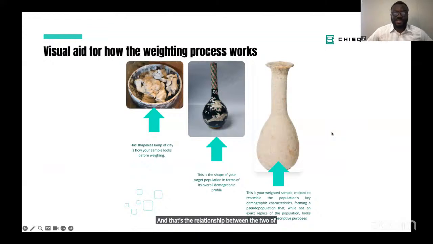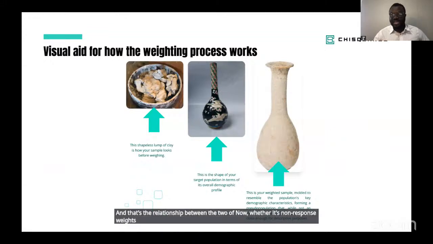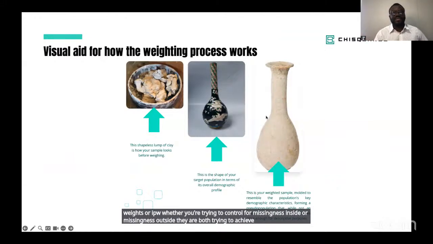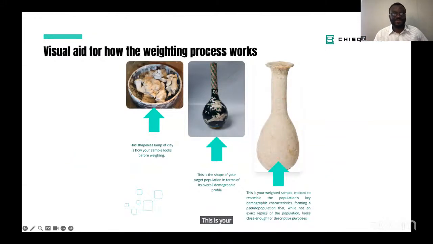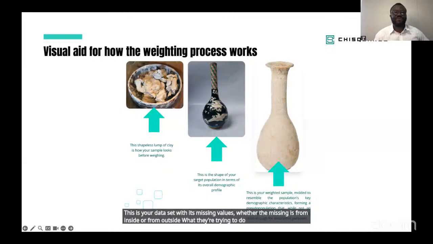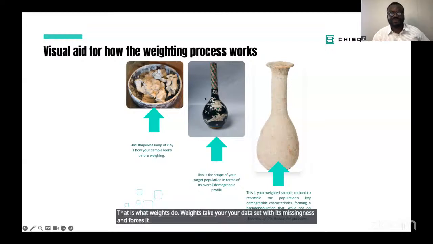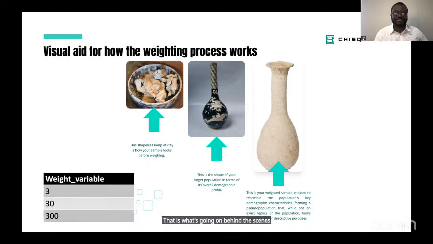Now, whether it's non-response weights or IPW, whether you're trying to control for missingness inside or missingness outside, they are both trying to achieve the same thing. This is your data set with its missing values, whether the missingness is from inside or from outside. What they're trying to do is to say, okay, we're going to force this sample to look like what we think the population is supposed to look like. That is what weights do. Weights take your data set with its missingness and force it to assume the characteristics of the population itself. That is what's going on behind the scenes. So we need to understand that.